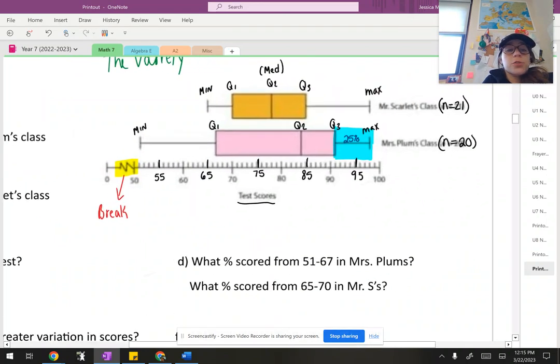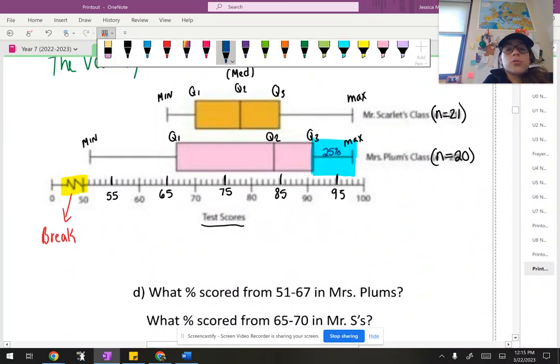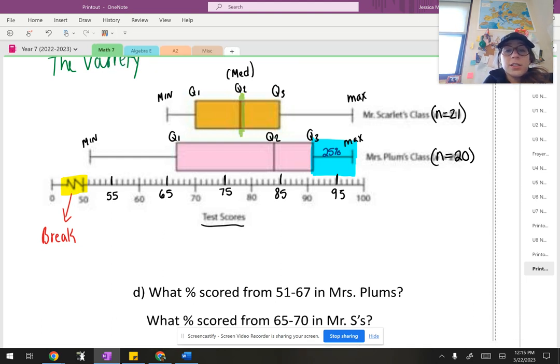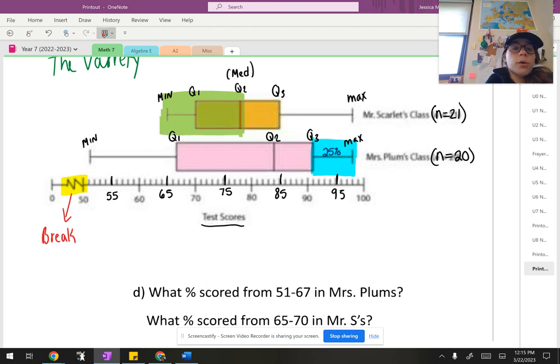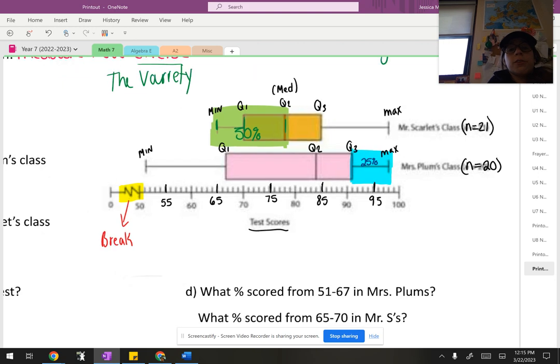What percent of Mr. Scarlett's class scored below a 78? So I'm going to get a different color highlighter. Below a 78, 75, 6, 7, 8. So 78 looks like that's the median for Mr. Scarlett. Below that would be lower. What percent does that have? From the minimum to Q1, that's 25%. But then we have another 25% going from Q1 to Q2, giving me the total of 50%.